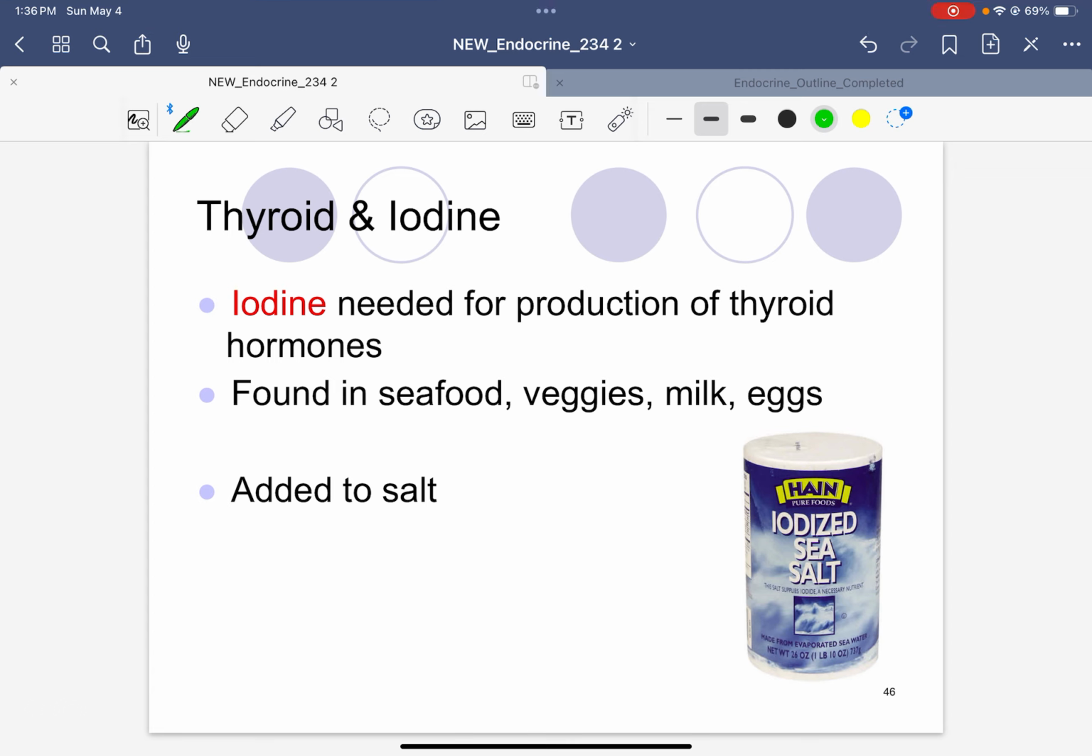As I just mentioned, one of the things that we need for the thyroid gland to produce its hormones is iodine. It's found naturally in some foods, but a lot of us get it from the iodized sea salt.